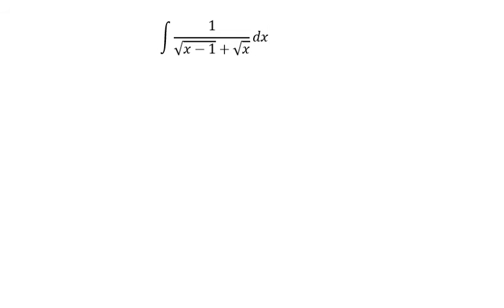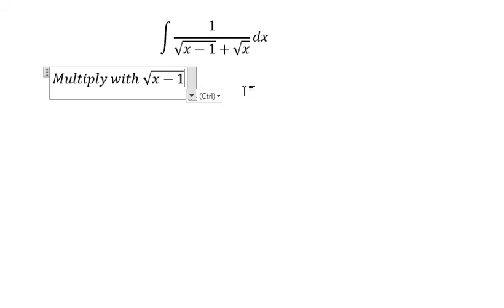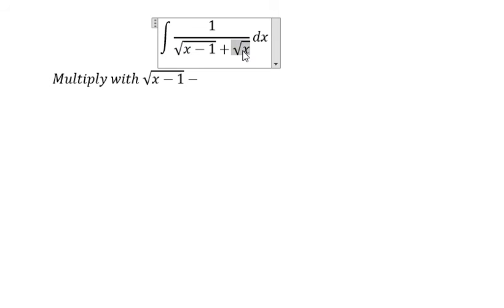We need to multiply with the square root of x minus 1 minus the square root of x.